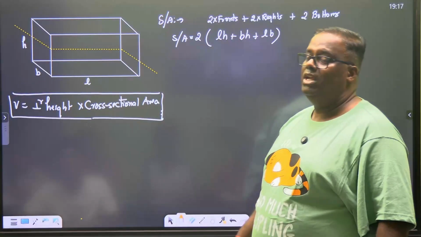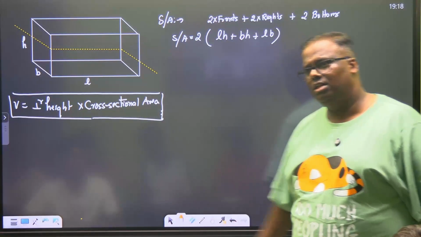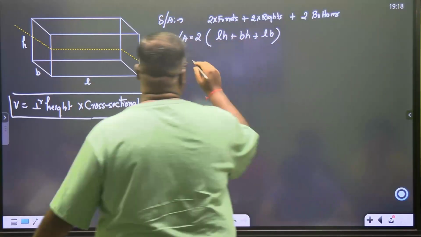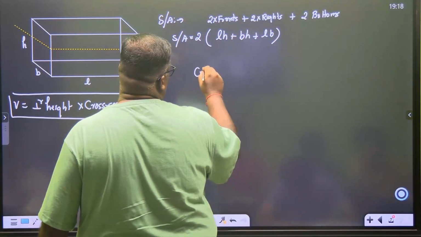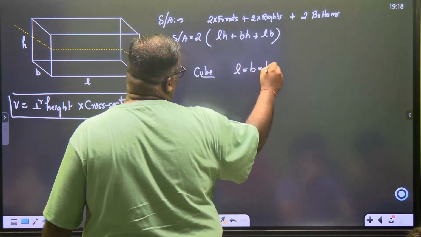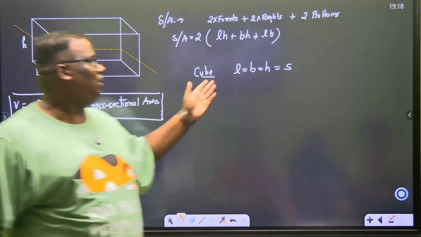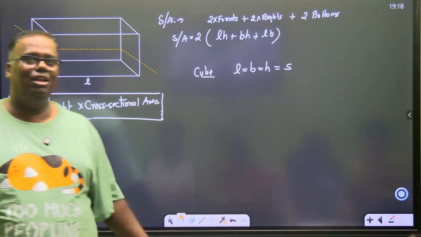Now, slowly we will go into it. So if the cuboid is clear, the cuboid has a very cute cousin, which is known as a cube. In a cube, the L equals the B equals the H, and is equal to S. Yes, in a cube, the L, B, H are all equal, and the L, B, H becomes S.